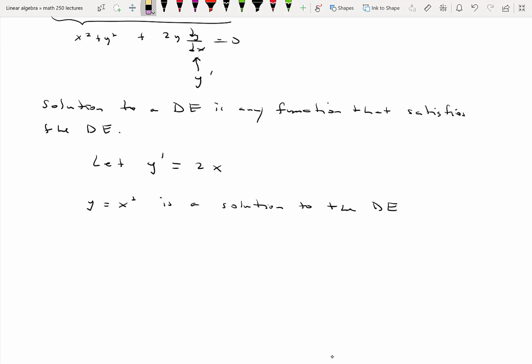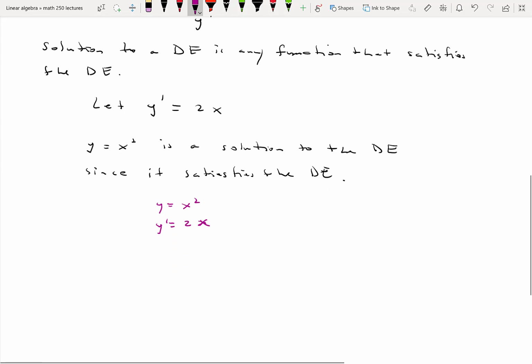since it satisfies the differential equation. So what do I mean by satisfies the differential equation? So if y equals x squared, then y prime equals 2x. So that's what we mean by satisfying the differential equation.